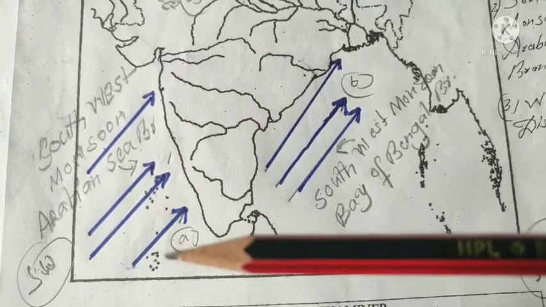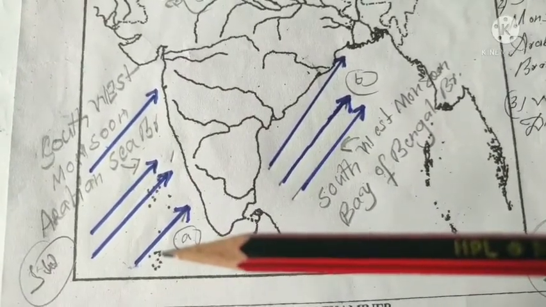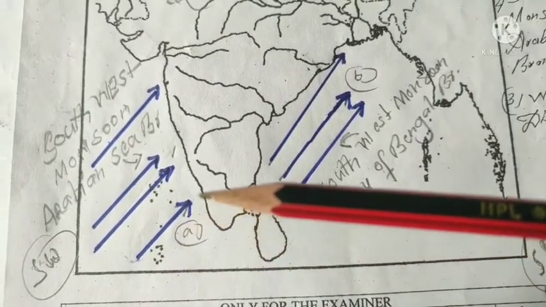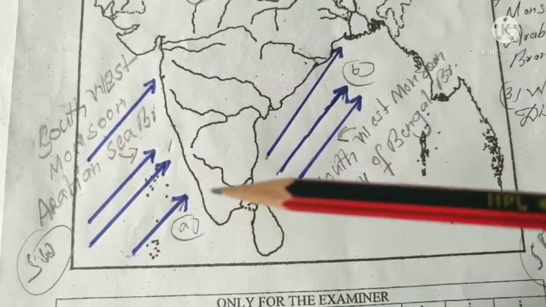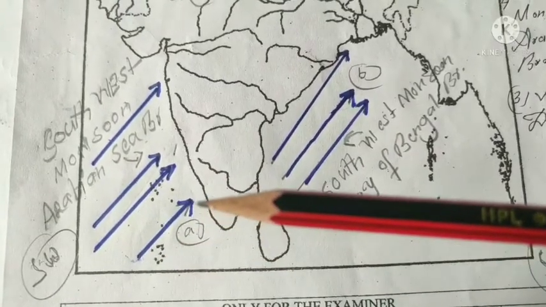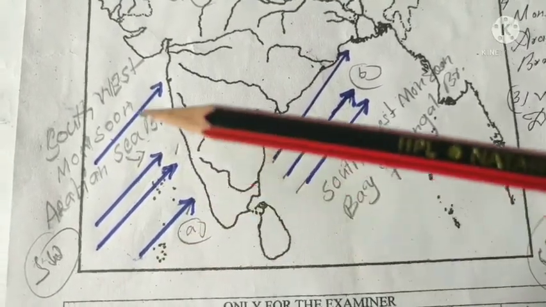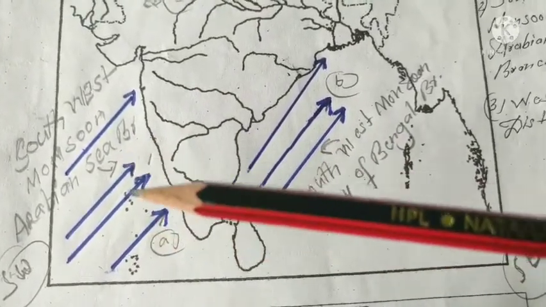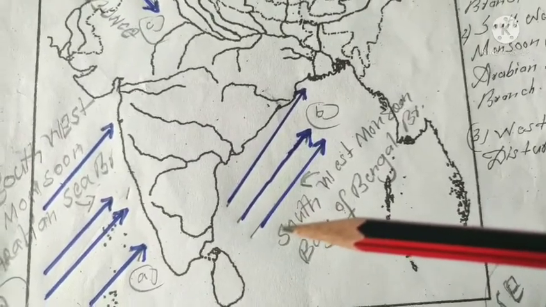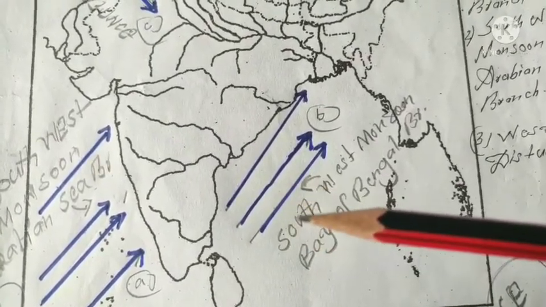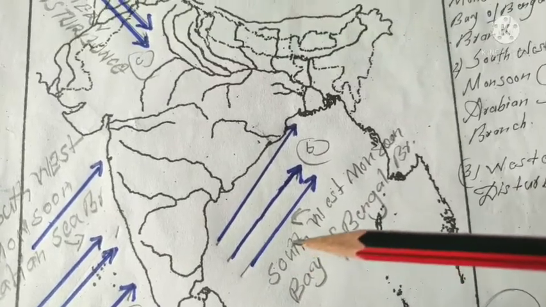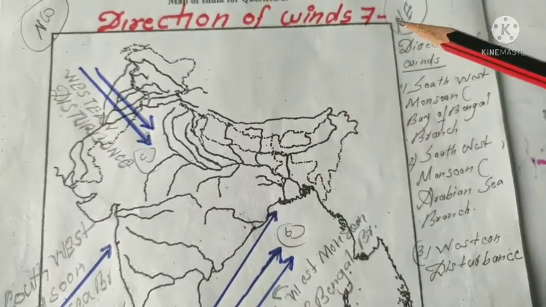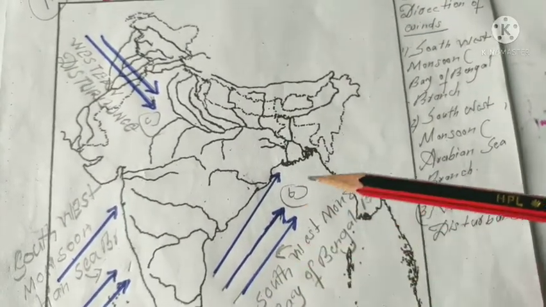And if you are asked in the examination to draw the wind that gives rainfall to Kerala in summer, then you have to draw an arrow towards Kerala. Kerala is here, so you have to draw the southwest monsoon from the Arabian Sea like this also. So these are the examples of the southwest monsoon giving rainfall from the Arabian Sea. Another is the southwest monsoon that gives rainfall from the Bay of Bengal. From here the southwest monsoon's arrow is always pointing towards the northeast. So this is the northeast, and like this you have to draw the arrows.